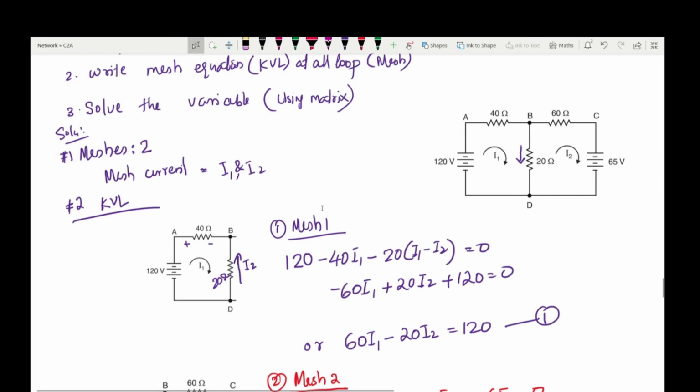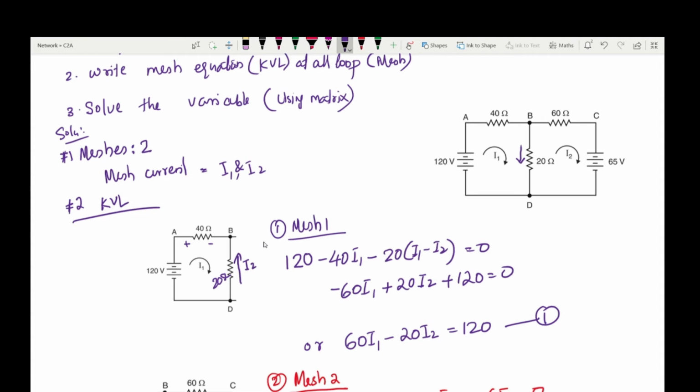It is to be noted that when we are in mesh 1, that mesh current direction is treated as positive. Here we can see that this 20 ohm resistor is common to both mesh 1 and mesh 2. What is the direction of current I2? I2 is opposite to that of the mesh current I1. So the sign of I2 when considering mesh 1 is minus I2. So what is the current flowing through the 20 ohm resistor when considering mesh 1? It is I1 minus I2.